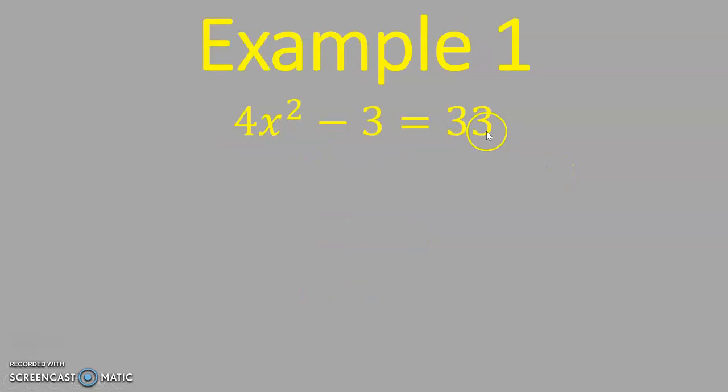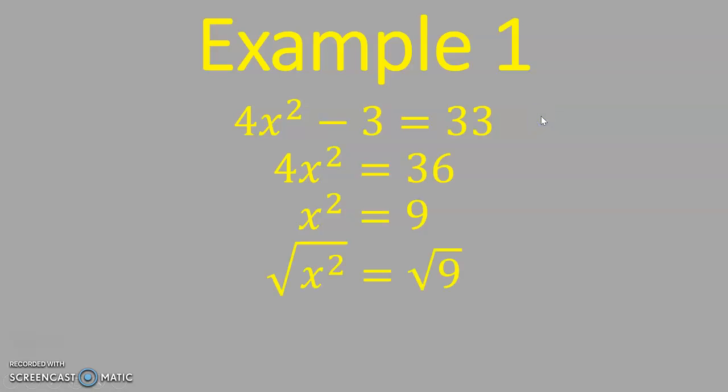This is a quadratic equation because the highest power is 2, and square roots are available here because we only have the one variable that we talked about. Step 1, isolate the x squared. So we add 3 and divide by 4. Step 2 is take the square root of both sides, and when you do that, you get x equals 3. The square root of 9 is 3. Now here's that plus or minus operator.